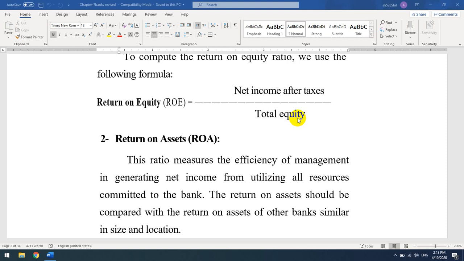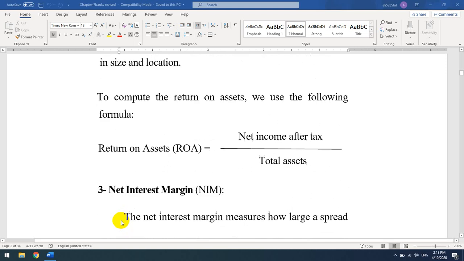The second measure or ratio of profitability in a commercial bank is return on assets. This ratio measures the efficiency of management in generating net income from utilizing all resources committed to the bank. How to measure this ratio? We can measure it using this formula: return on assets, abbreviated ROA, equals the net income after tax divided by total assets.